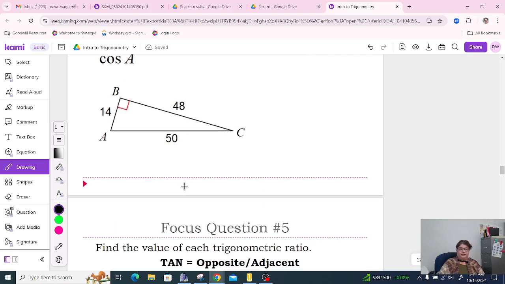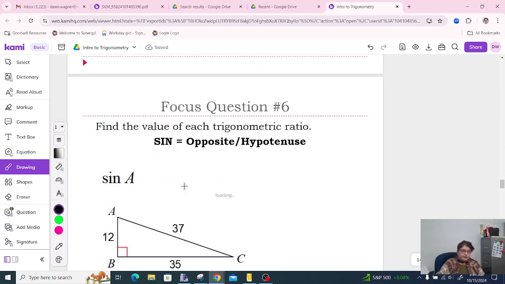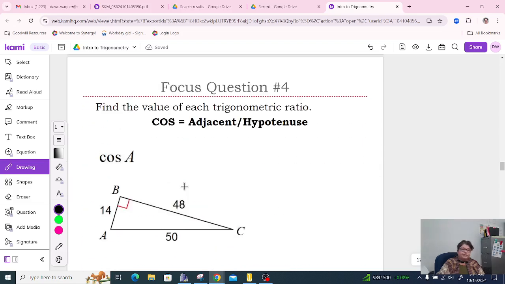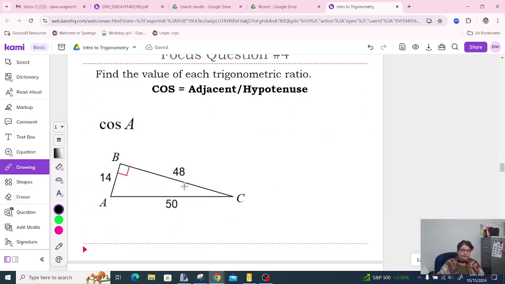Okay, so now I think they do a couple more. I'm just scrolling to see what we're doing. Okay, and then we're just still practicing, right? What number are we on? Number 4?